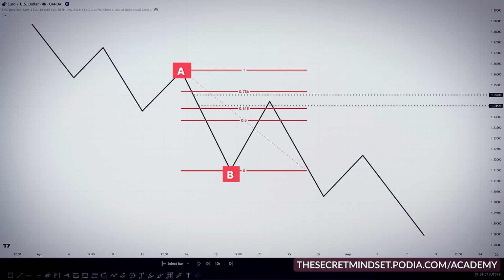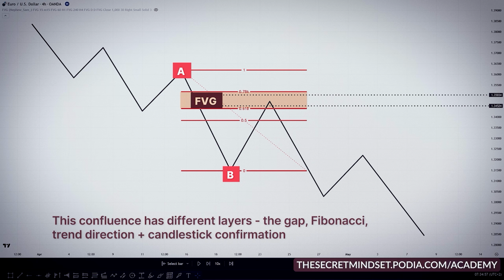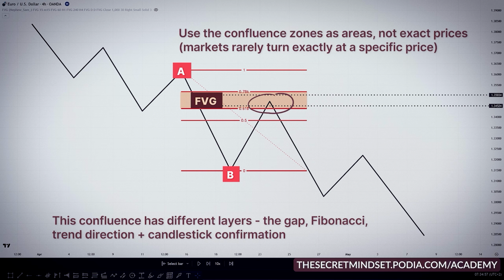Think of confluence like different layers. Each layer, like the gap, Fibonacci, trend direction, and the candlestick confirmation, makes your trade setup stronger. The more layers of confluence you have, the higher the probability of your trade working out. And use these confluence zones as areas, not exact prices. Markets rarely turn exactly at a specific price. Instead, they often react within a zone. So give your trades room to breathe by thinking in zones rather than exact prices.